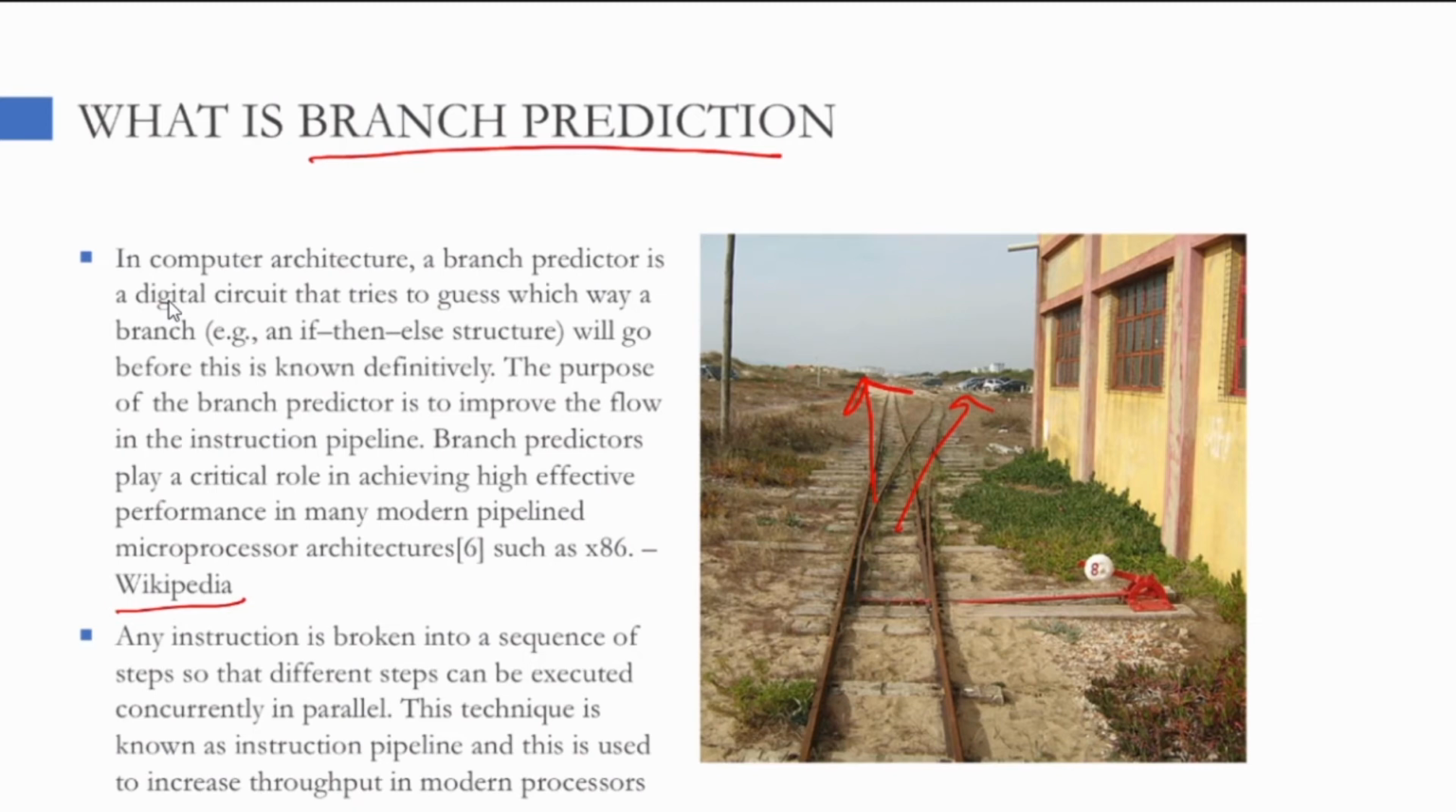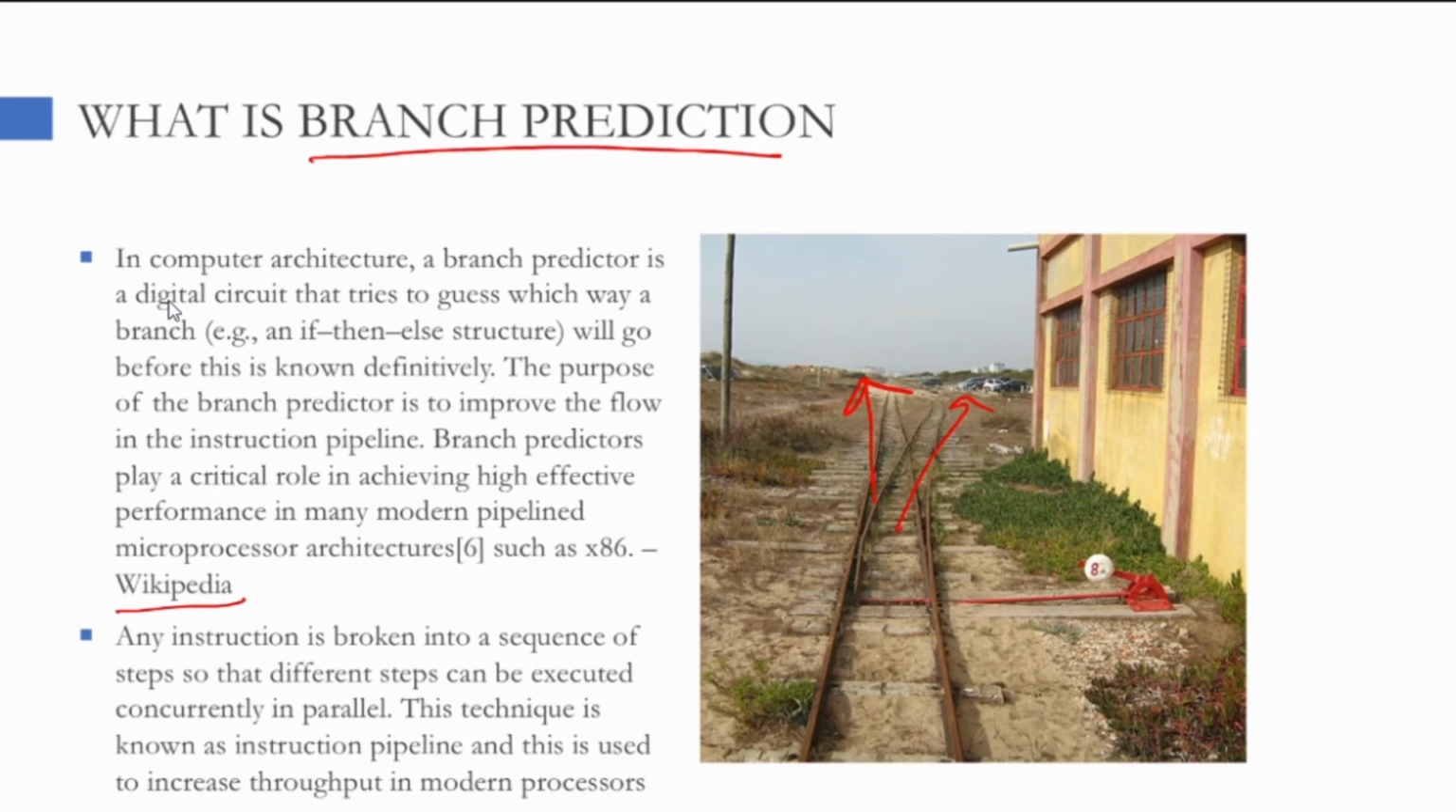Suppose at every junction the train has to stop and ask the station master which way the path is, and then again it will start running. So it will definitely take some time for that. But if the driver always guesses whether it has to go left or right, and if it is correct most of the time, then it will not lose that time, or it will save that time.